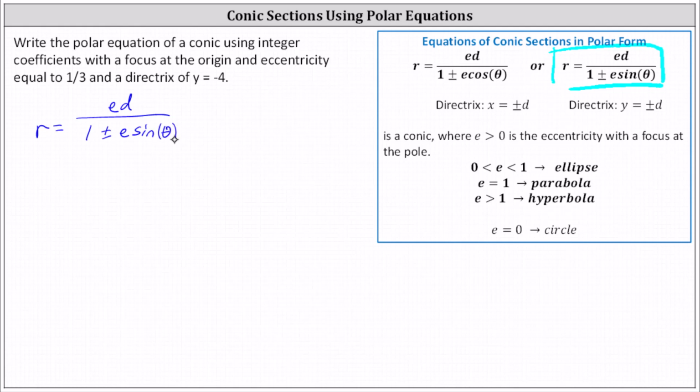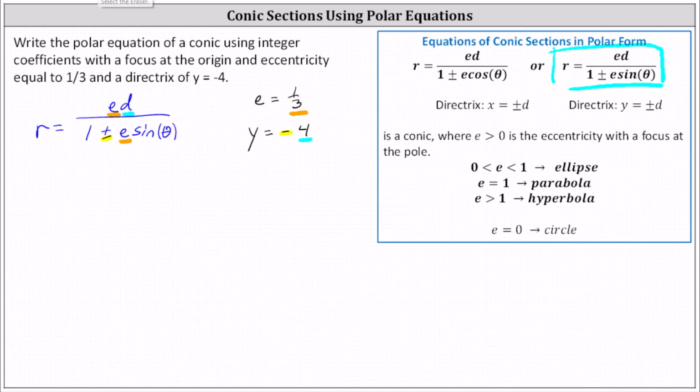And now let's record the given information. We know the eccentricity equals 1/3, and we know the directrix is the horizontal line y equals -4. This indicates we substitute 1/3 for e, and then because the directrix is y equals -4, because of the negative, we will use the minus in the denominator. If we go back to our notes, notice if we had y equals +4, we would use the plus in the denominator. And then finally, the value of d is 4, and therefore we substitute 4 for d.